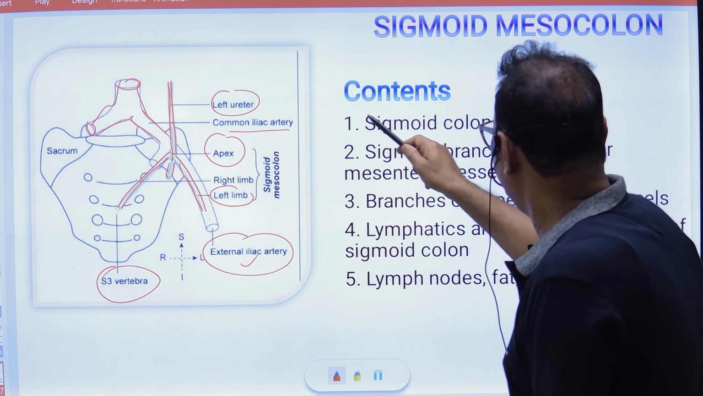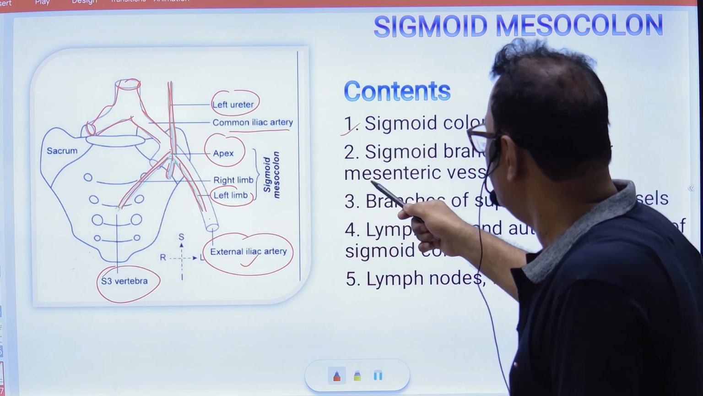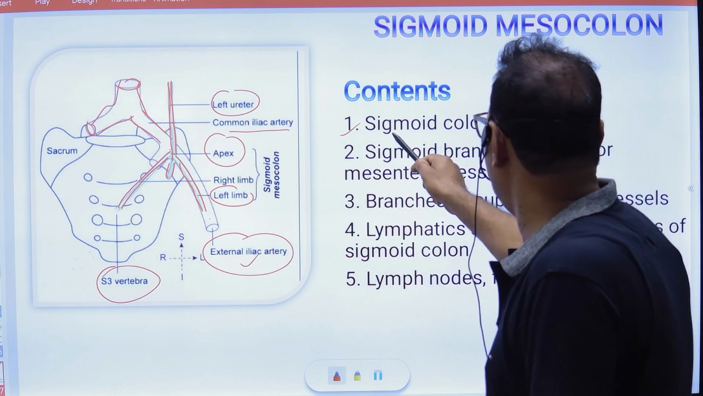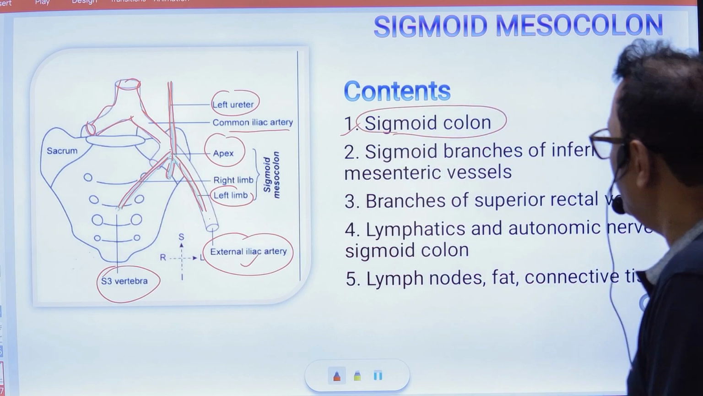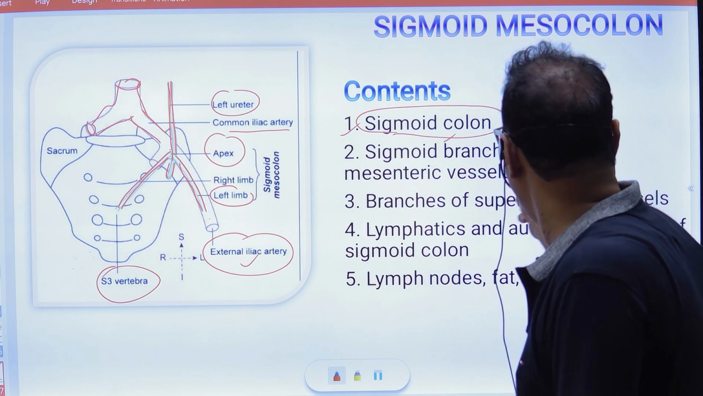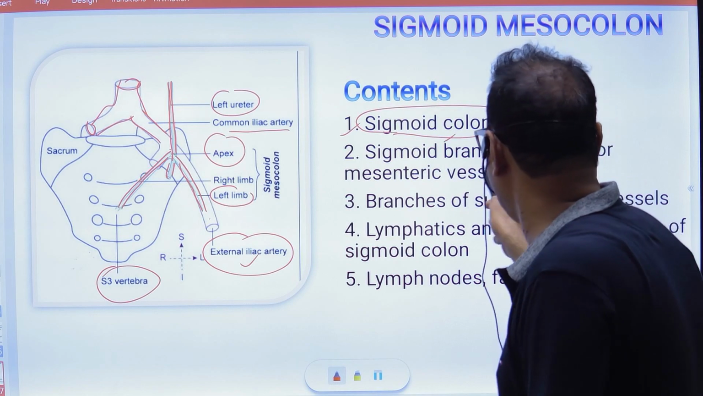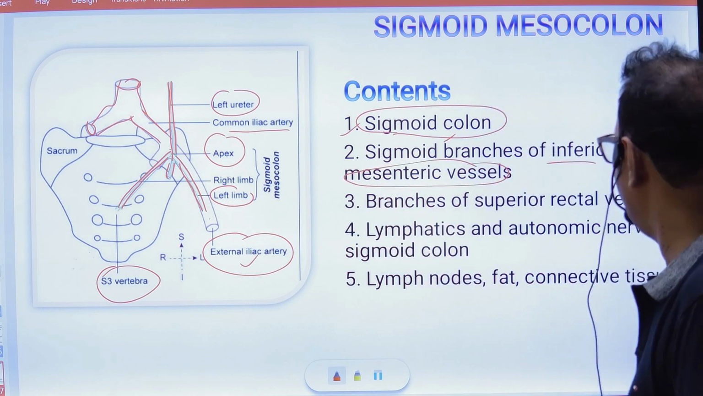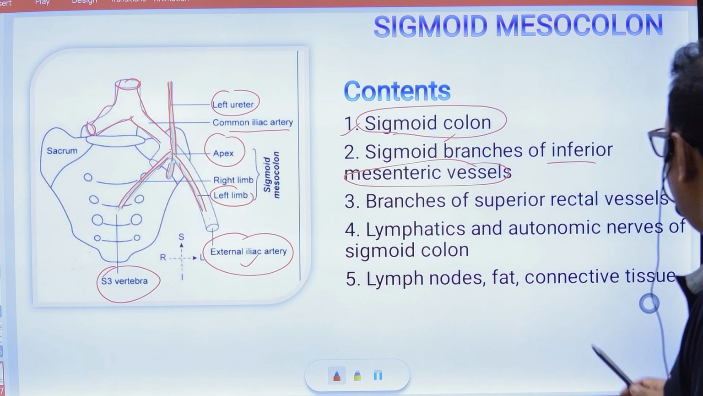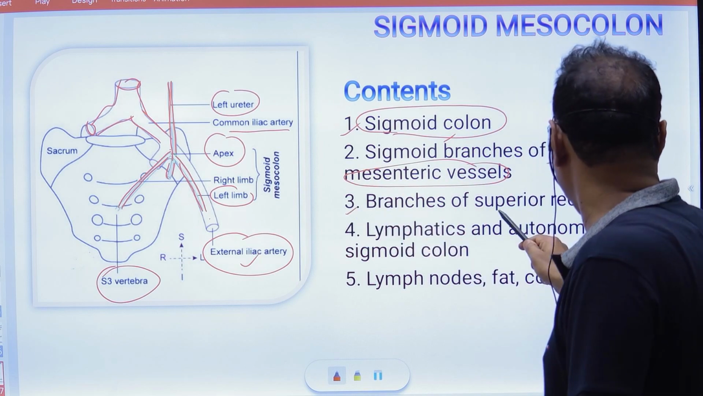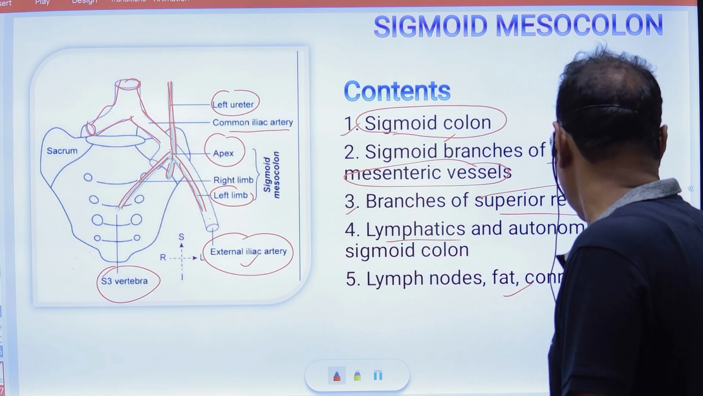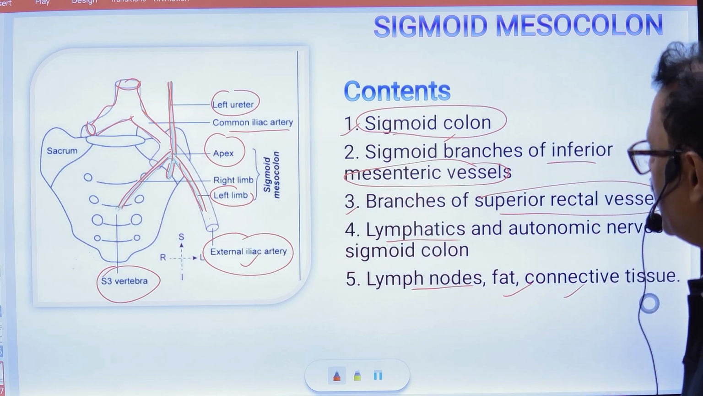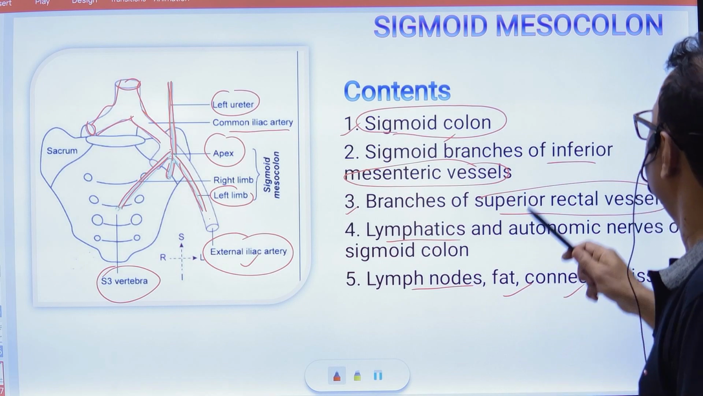So what about the contents? As the name suggests, since it is the sigmoid mesocolon, the sigmoid colon will be there, and the sigmoid branches of the inferior mesenteric vessels will be there. Then there will be branches of the superior rectal vessels, and the lymphatics and lymph nodes, fat, and connective tissue. These will be the contents of the sigmoid mesocolon.